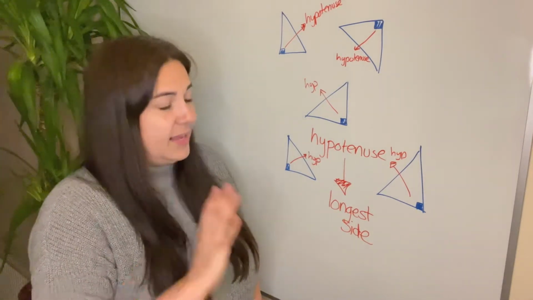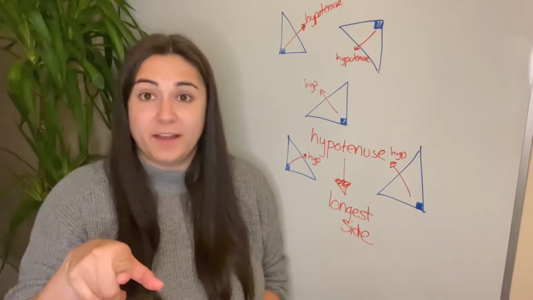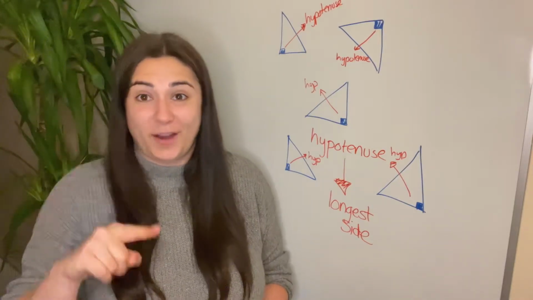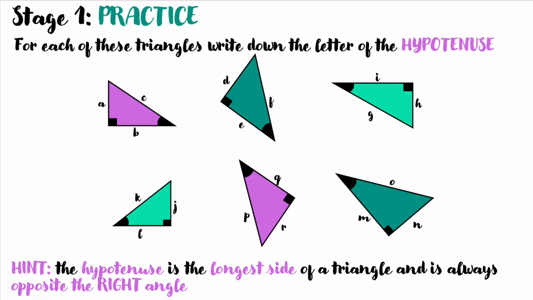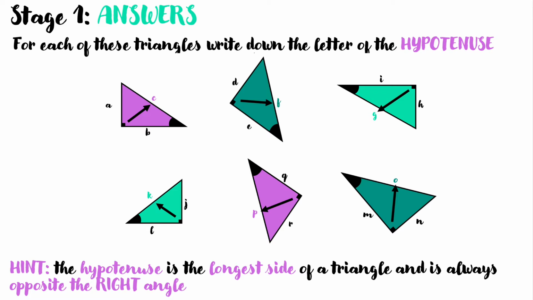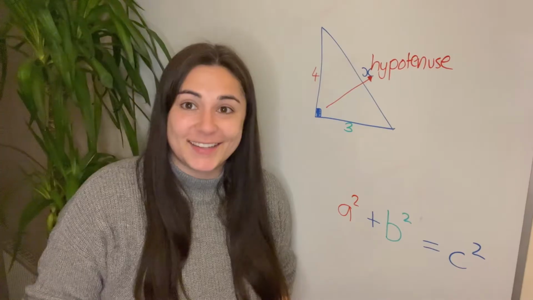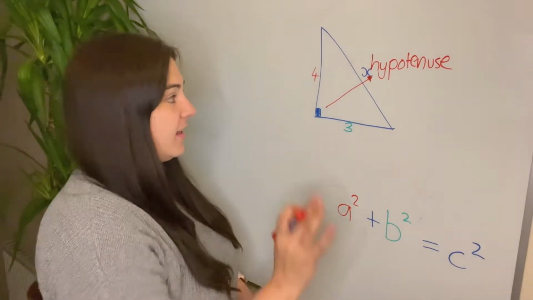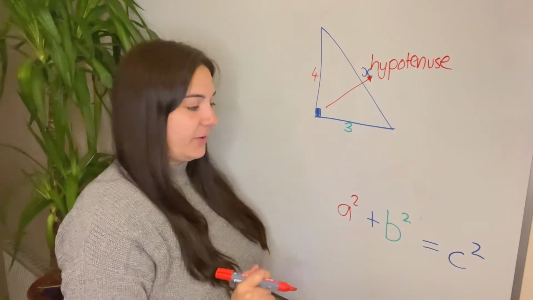So let's see if you can have a go at identifying the hypotenuse of these triangles. Okay, so let's have a go at finding the hypotenuse of these right angled triangles. Remember, the hypotenuse is the longest side, the one opposite the right angle. And here are the answers. It helps sometimes to draw an arrow from the right angle to the side opposite to it. So it's always going to be the side opposite the right angle.